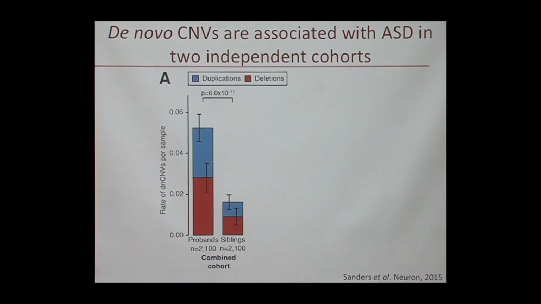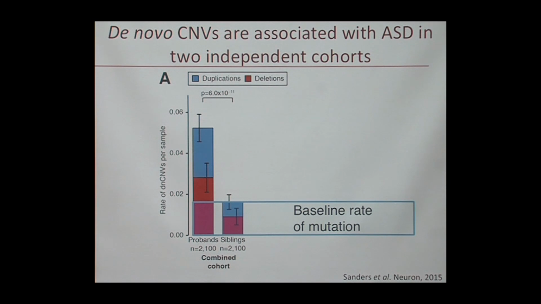And the probands means the affected person, the siblings, the unaffected sibling. And this is a very, very significant result. We see this has been replicated in many, many different cohorts. So what does this mean? Well, this is the baseline rate of mutation. All of us have a few de novo mutations, and actually it's the substrate for evolution. It's what allows the next generation to be ever so slightly different from the generation before it.